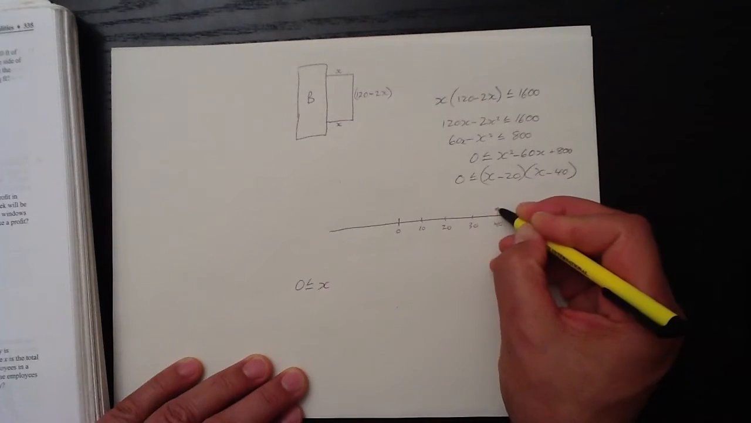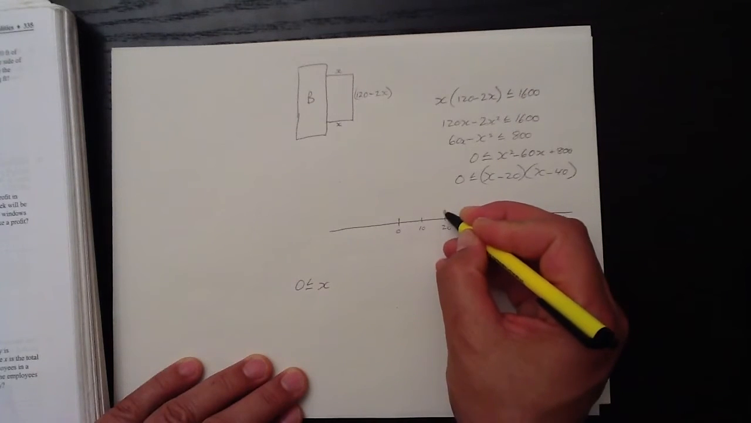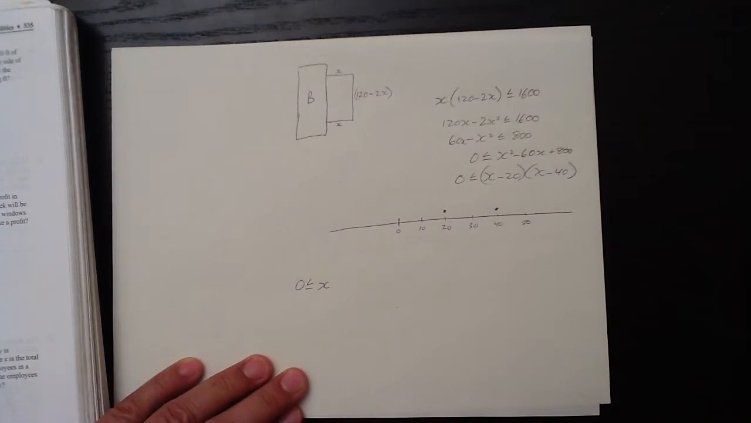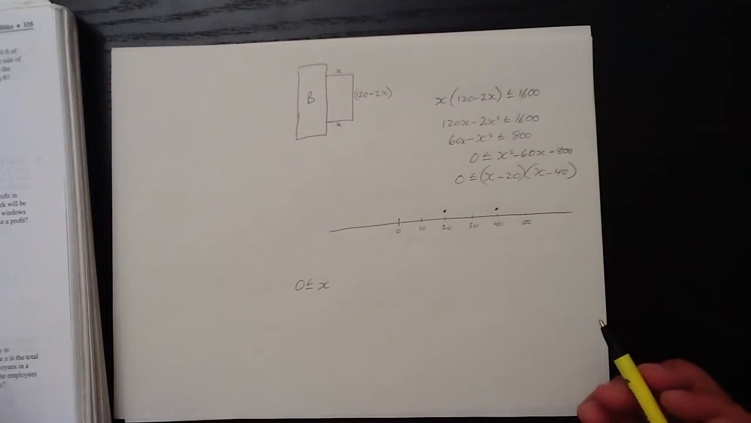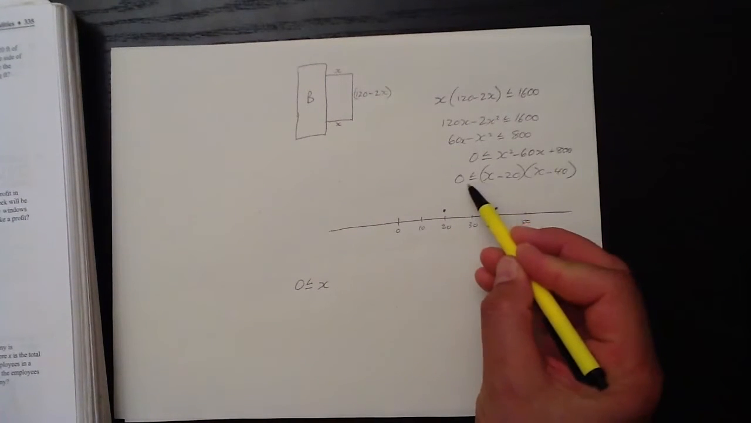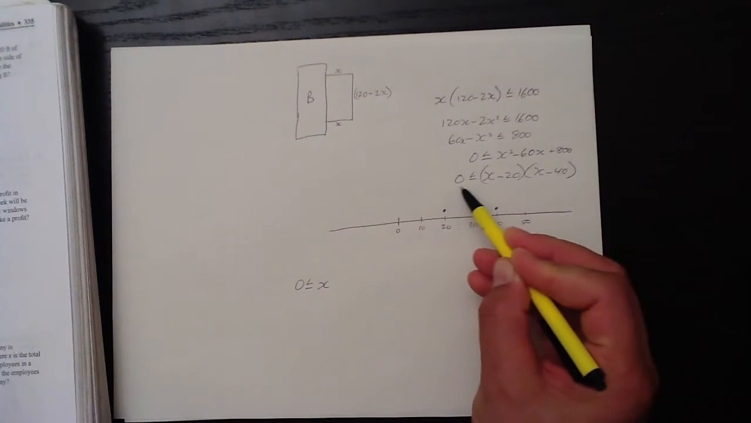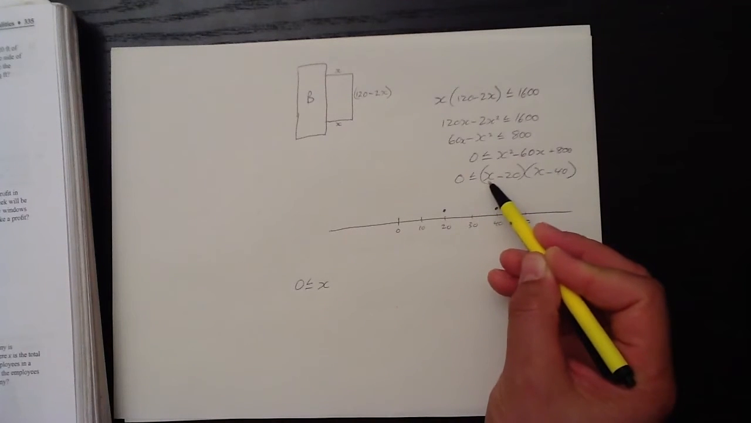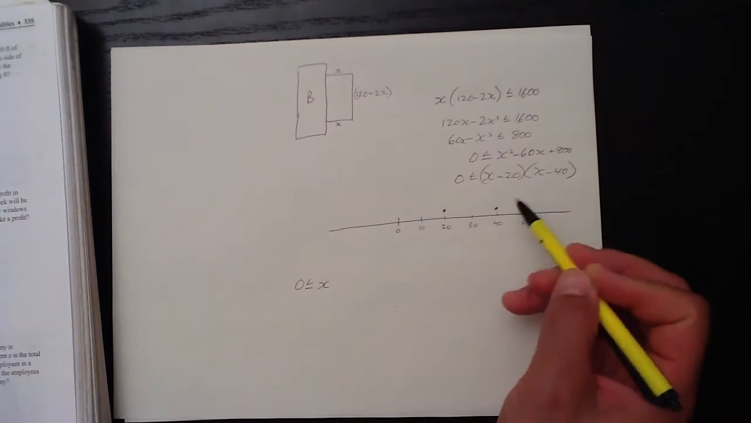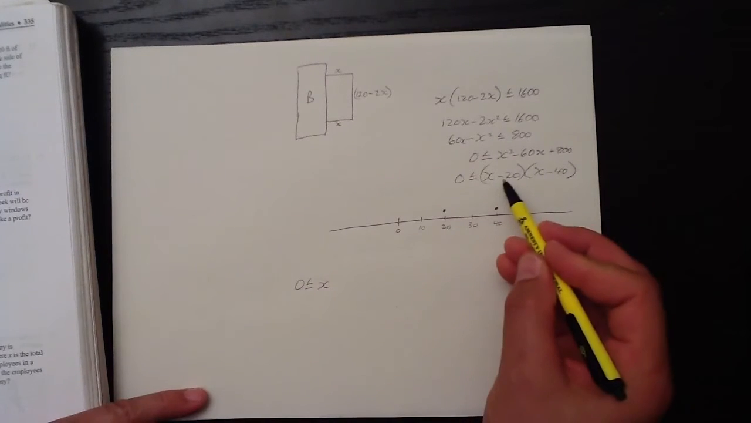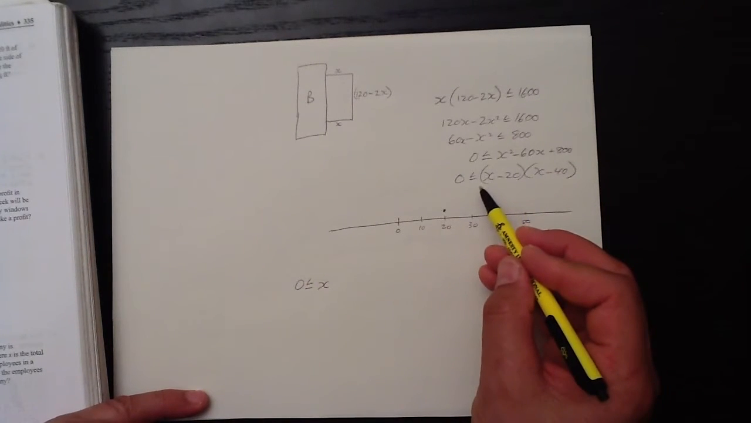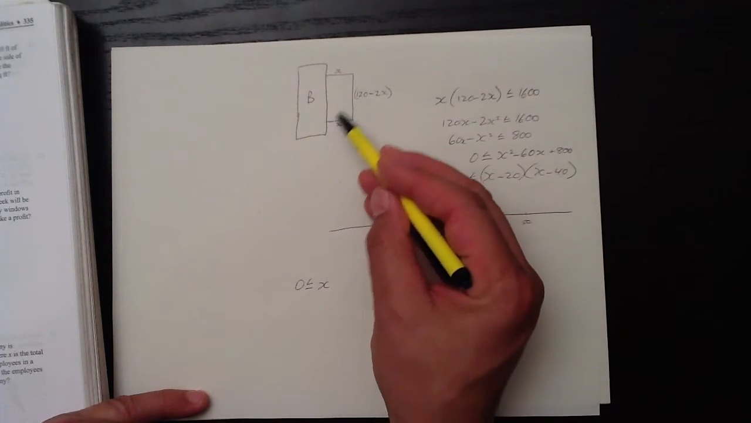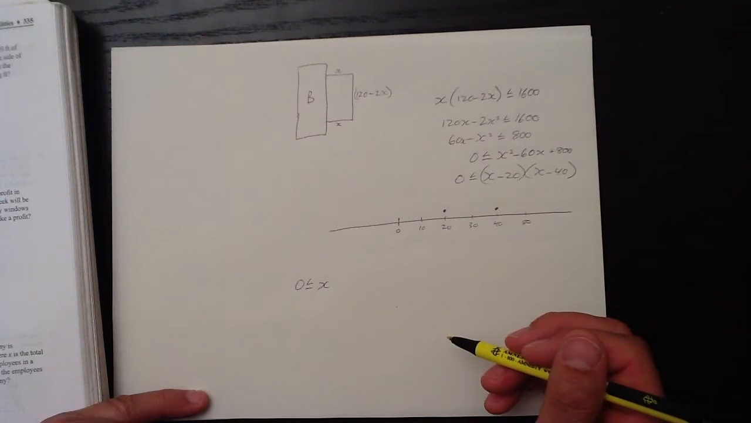Because we know about these points. We know that at 40 and at 20, the area is going to equal 1,600. Because if we rewrote this as a quadratic equation as opposed to an inequality, if 0 equaled this junk, we would solve for x by saying, well, x could equal 20 or 40. So when x equals 20, we know that the area will be 1,600.